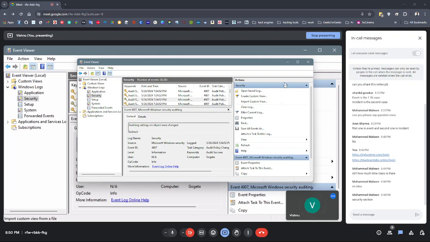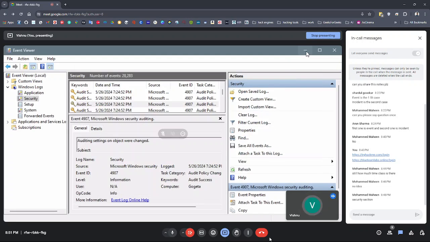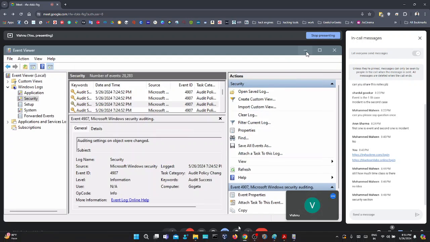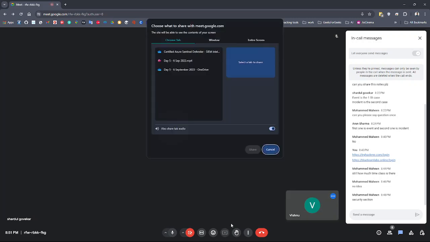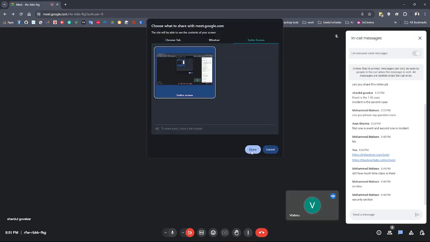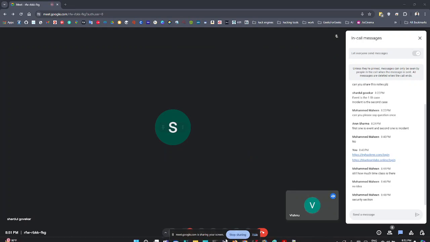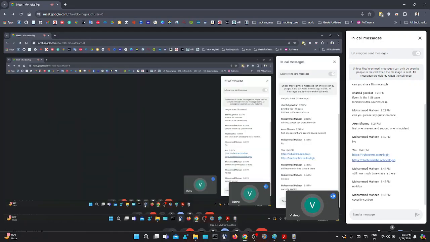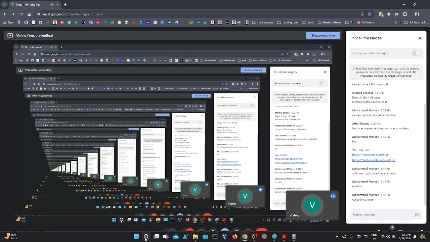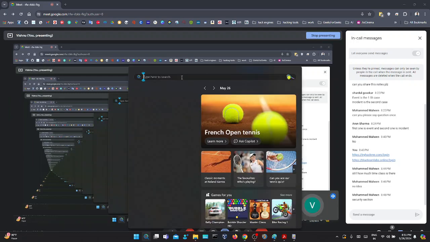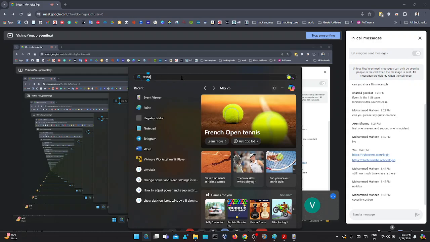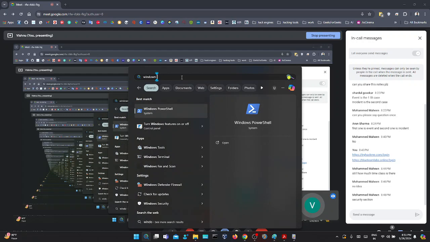Okay, so let me show you something first. Let me share the screen again. By default, all the logs created by your Windows firewall are off, so we have to enable them first.